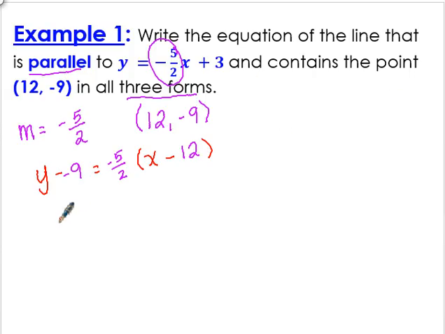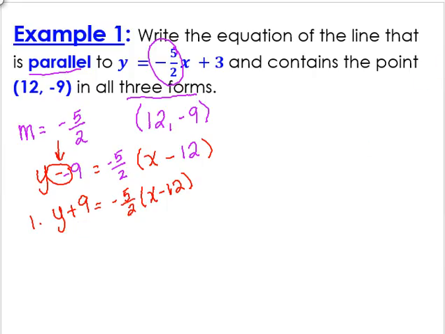I can clean this up and make it y plus 9, because you don't ever want to leave minus a negative. It doesn't look right, it's not simplified, and it's kind of hard to work with that way. And then you've got -5/2 times x minus 12. So that's point slope form. That's the first one. It's the easiest one.